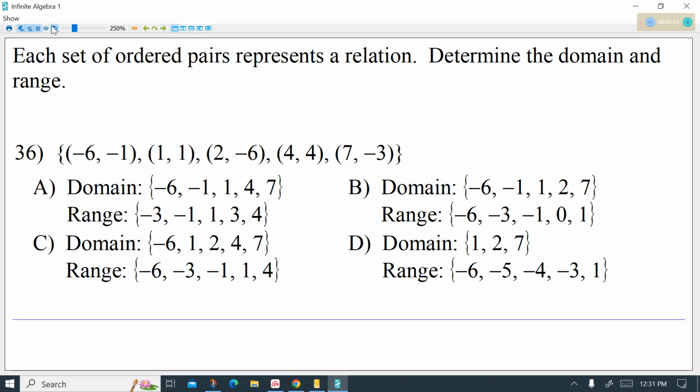So now 36, make a choice. See what you think. Pause it if you need to think for a second. If you need to take a break or something, take a break. Pause it and come back later.